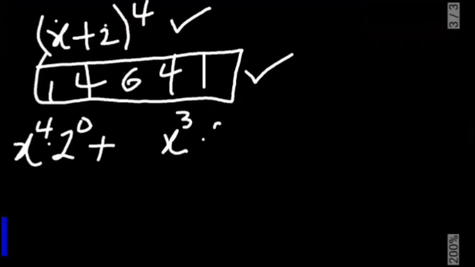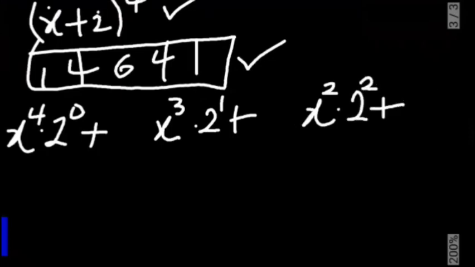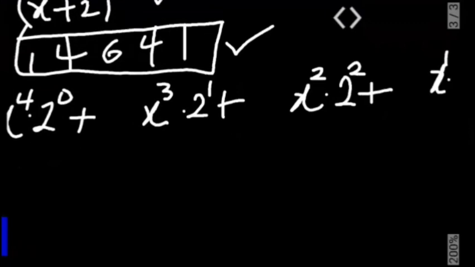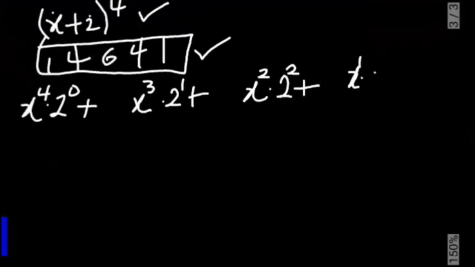So the second term, 2, will increase by 1, plus leave a space, you have x. The next term will be x raised to the power of 2, multiplied by 2 raised to the power of 2, plus x raised to the power of 1, multiplied by 2 raised to the power of 3, plus x raised to the power of 0, multiplied by 2 raised to the power of 4.